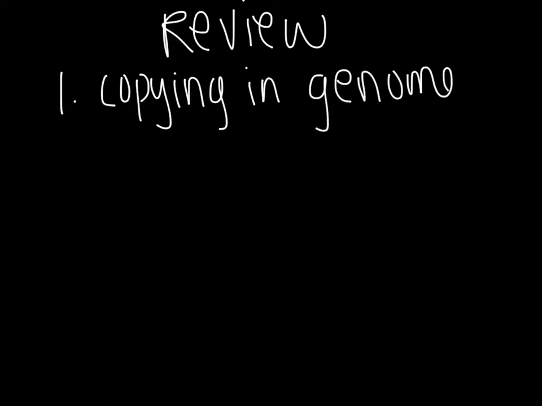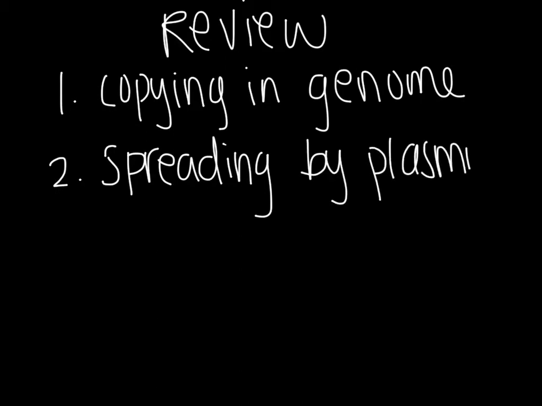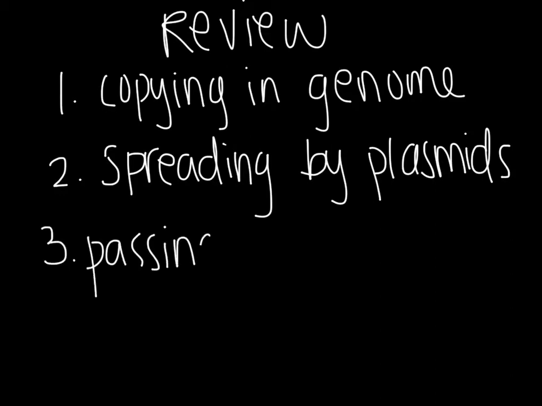In review, a selfish gene increases its frequency by: one, copying itself so as not to be lost from its own lineage; two, by spreading to other lineages by way of traveling on plasmids; and three, by copying onto new chromosomes to pass onto offspring through meiosis.